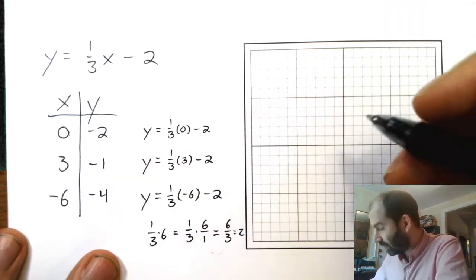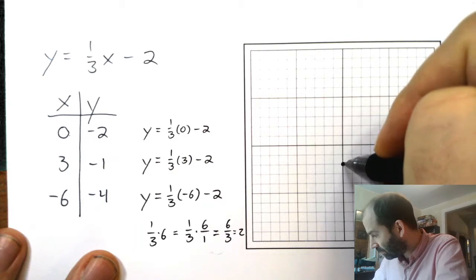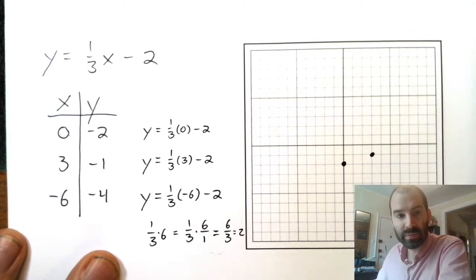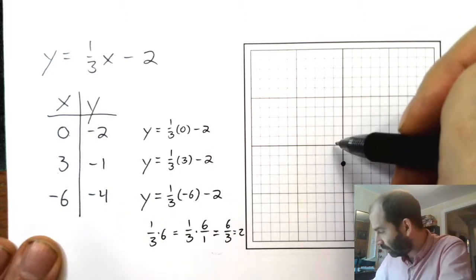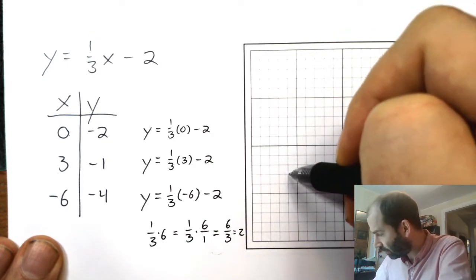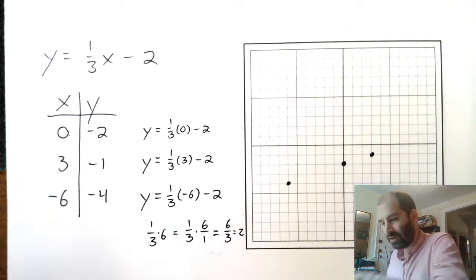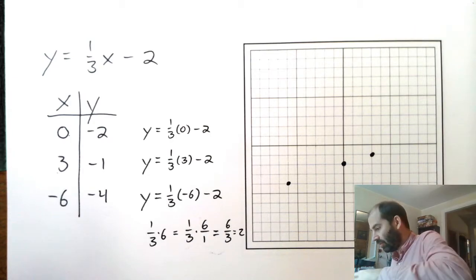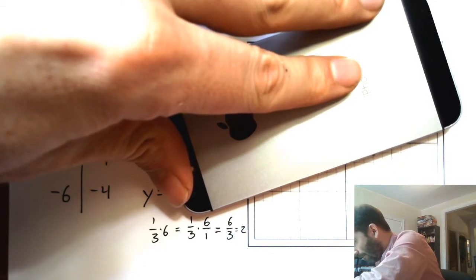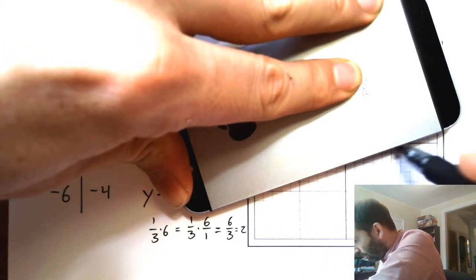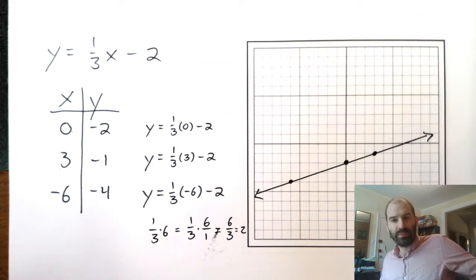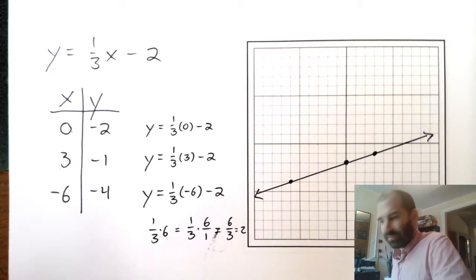0, negative 2. 3, negative 1. 1, 2, 3, negative 1. Negative 6, negative 4. 1, 2, 3, 4, 5, 6. Negative 4. 1, 2, 3, 4. Right there. And we draw the line. There we go. Great. Okay, let's go to the next one.